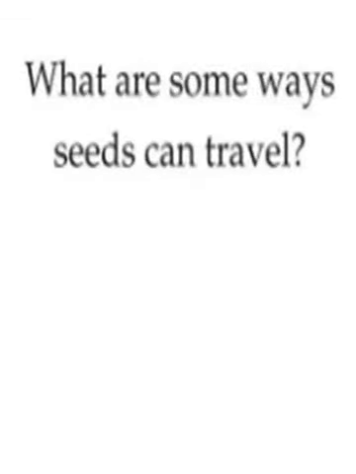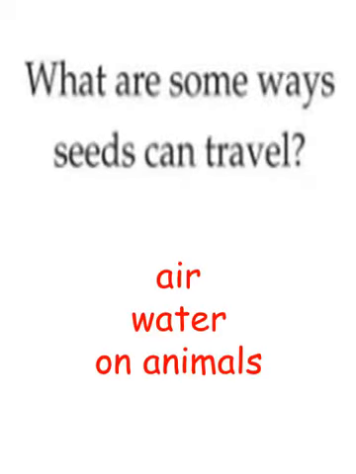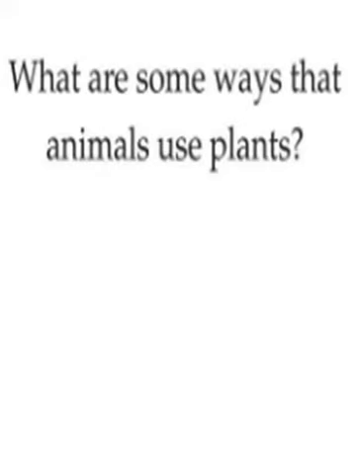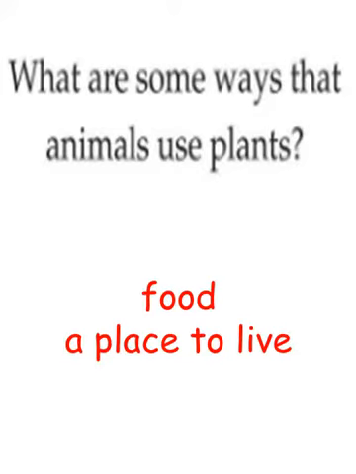What are some ways seeds can travel? Seeds can travel through the air, on water, or on animals. What are some ways that animals use plants? Animals use plants for food, and they can also use them as a place to live.